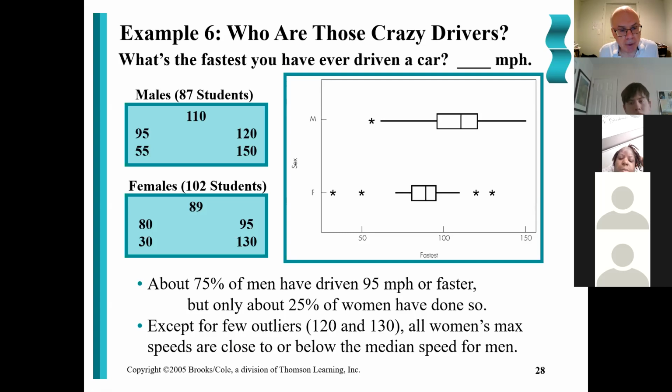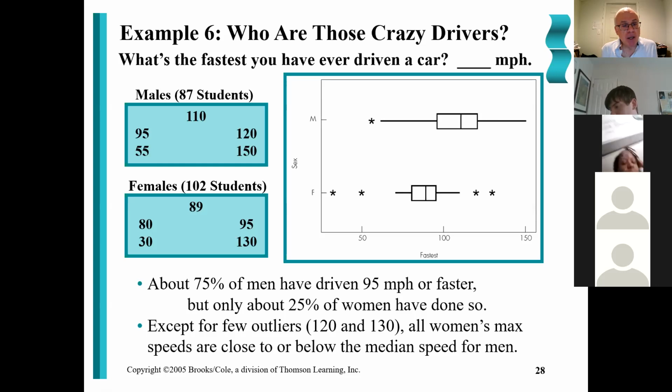89. 89. Okay. What's the fastest any male said they drove? 150. Female? 130. Right. What's the slowest that a person said they drove? Not the slowest, but what's the slowest of the fastest? 30. That's for females. For males, 55. That's right. Good. And then we have the lower quartile, upper quartile for each one of these boxes.